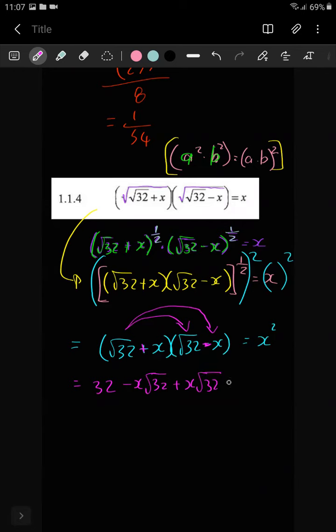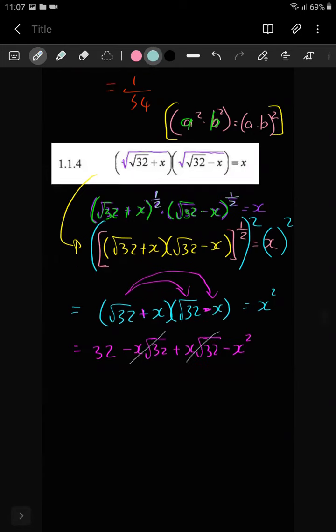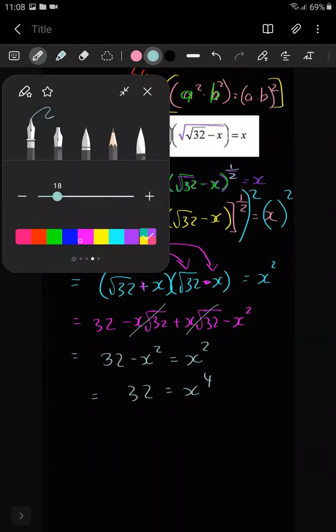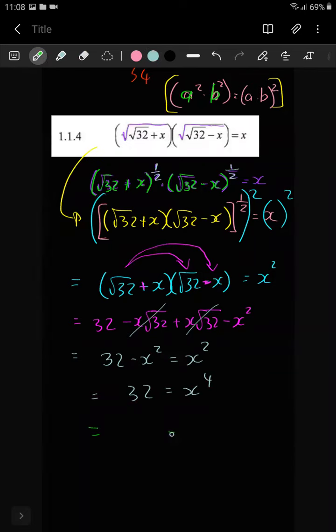And then x times negative x squared. And then this is going to cancel that because those are like terms. Here we're left with 32 minus x squared equal to x squared. Then we can put everything with x on one side. We're going to have 32 equal to x to the power 4. And then we can just put a surd symbol on the... wait, whoa, this is so off. Let me remove all that. So on the right, we're going to have a surd with a 4 here, and then we do the same over here.